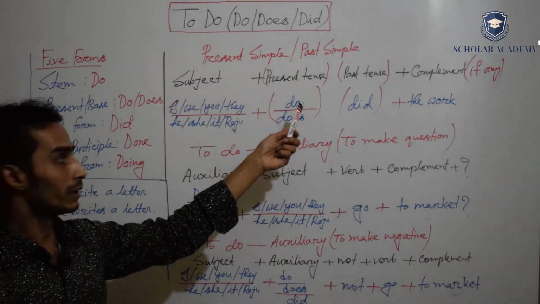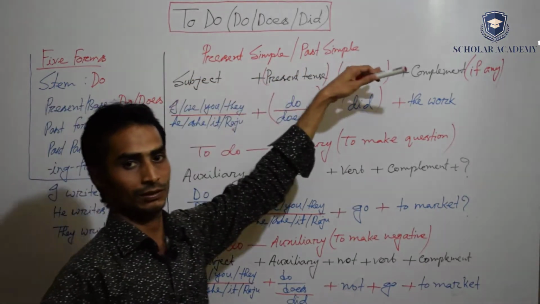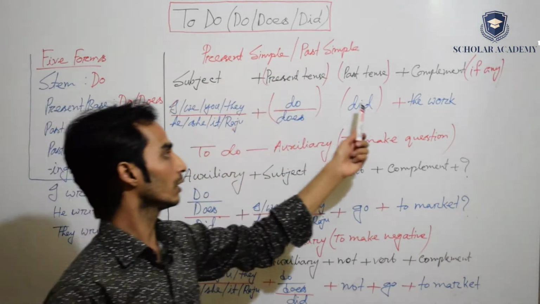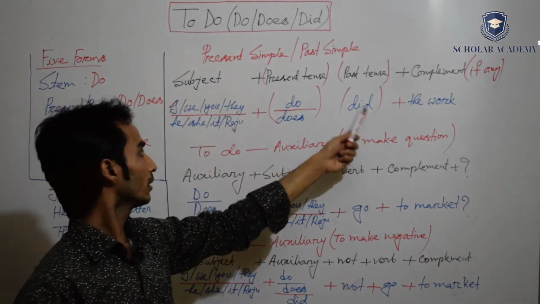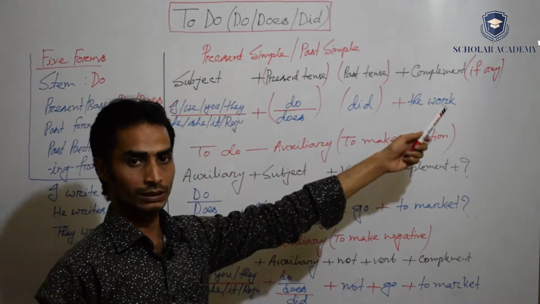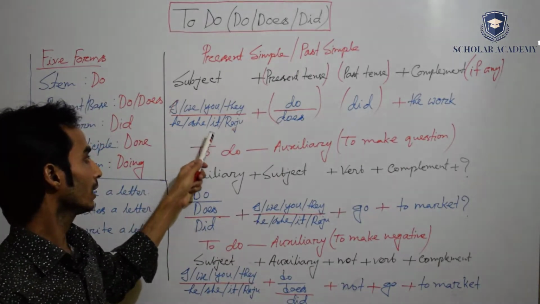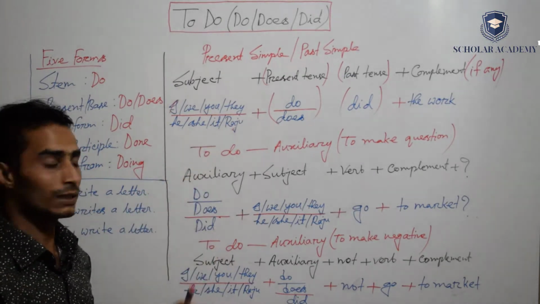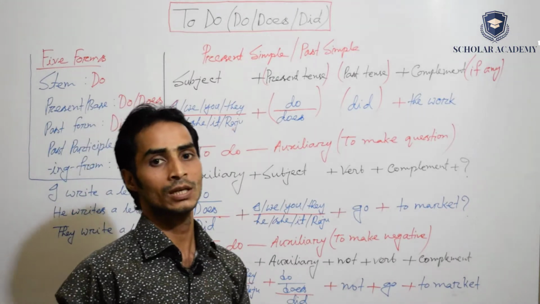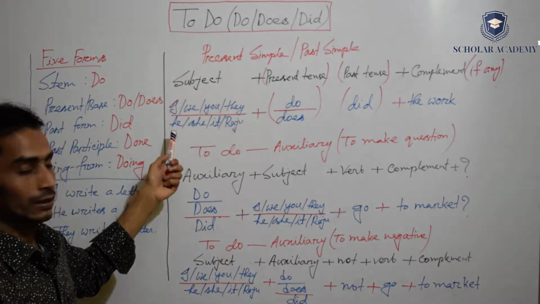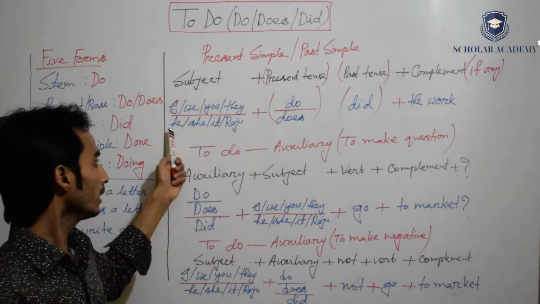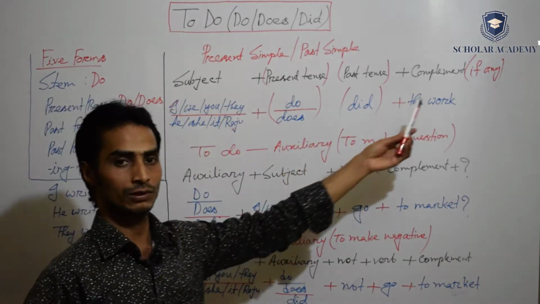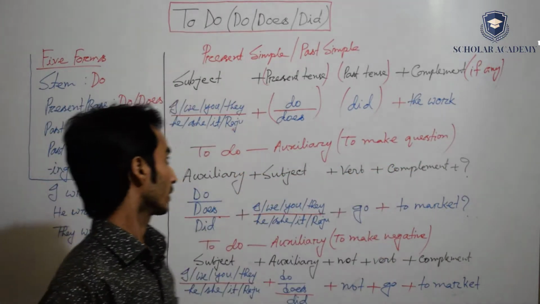According to the structure of simple present tense, the sentence will be: I do the work, we do the work, you do the work, they do the work. And if the subject is he, she, it, Raju, or if the subject is only third person singular, we will have to use does. So the sentence will be: he does the work, she does the work, it does the work, Raju does the work.